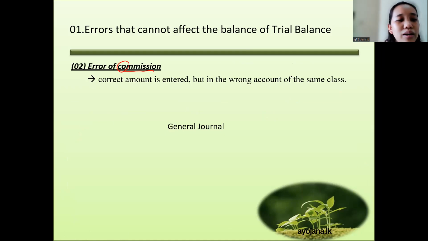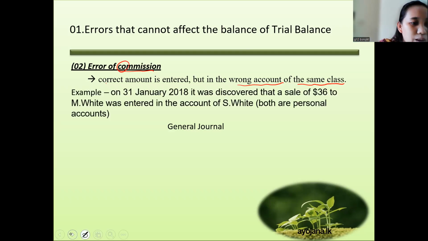The correct amount is entered, but in the wrong account of the same class. Remember the error: the amount is correct, but it is put into a different account, still in the same class. Let's jump to the example.